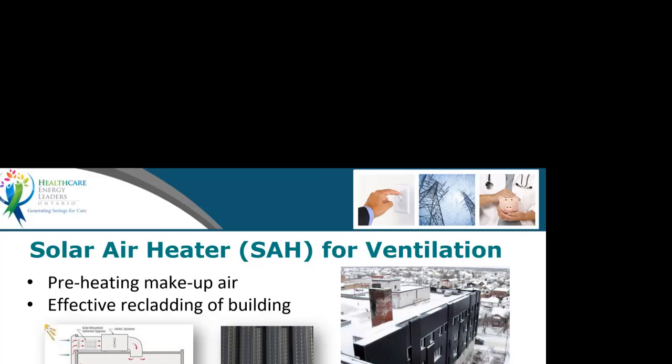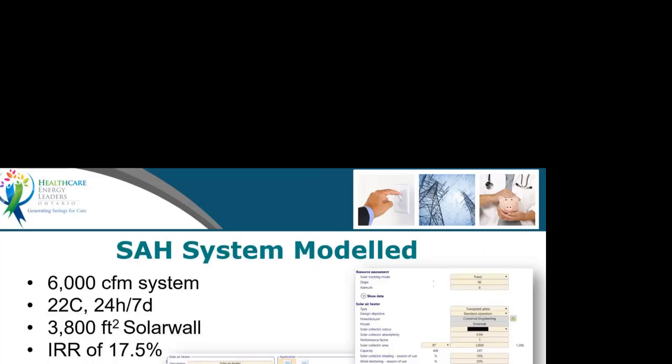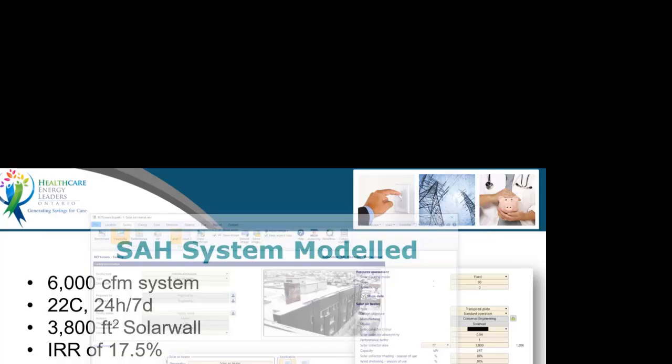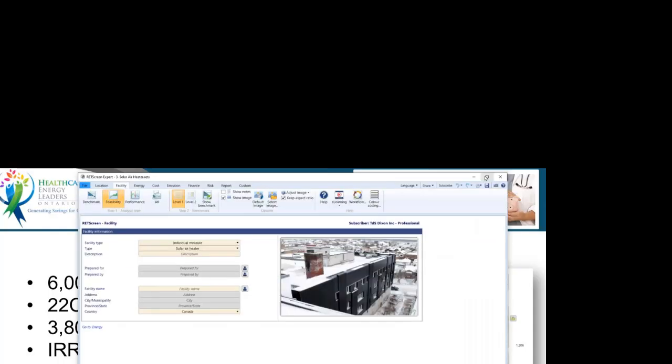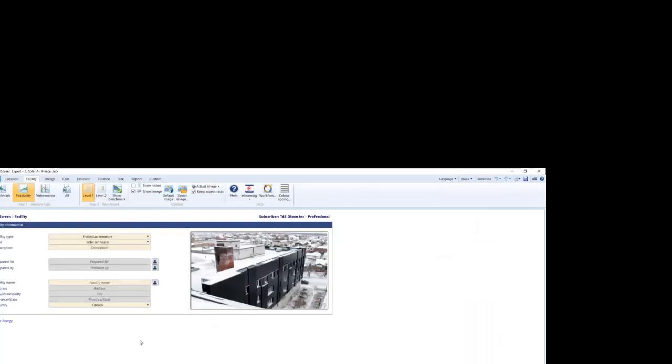Now, how do you figure out whether this makes sense in your building? How do you figure out that it's going to have an IRR of 17.5%? Well, I'm going to give you a little bit of a view of RETScreen, and we're going to have Kevin Burke from RETScreen come in and talk to us on Thursday about all the things that we can do with RETScreen. Many of you have probably used RETScreen.